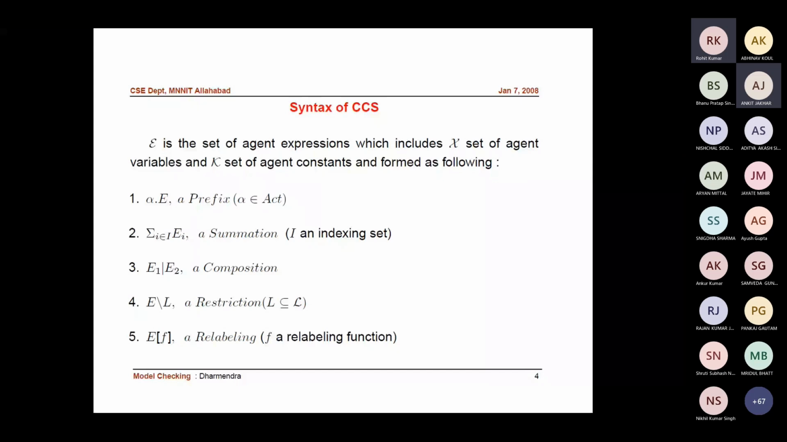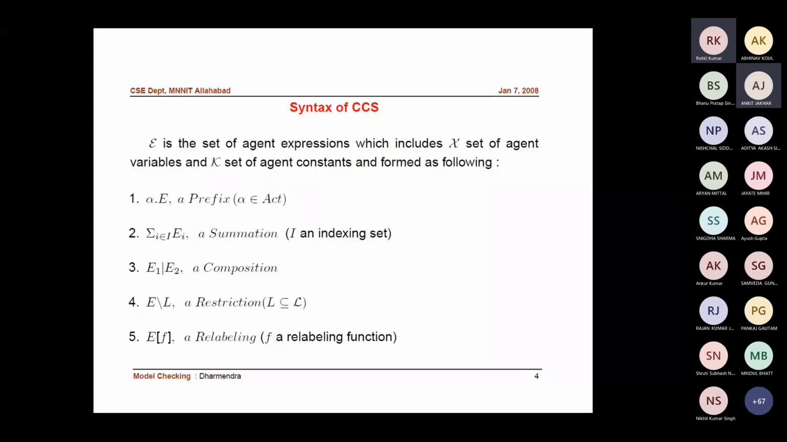If you have designed one agent like alpha dot E, and another agent as beta dot F, you can sum these two agents. Summation is non-deterministic choice. So either alpha dot E is going to be performed or beta dot F is going to be performed. Both of them cannot be performed simultaneously. We will see this in a few minutes.